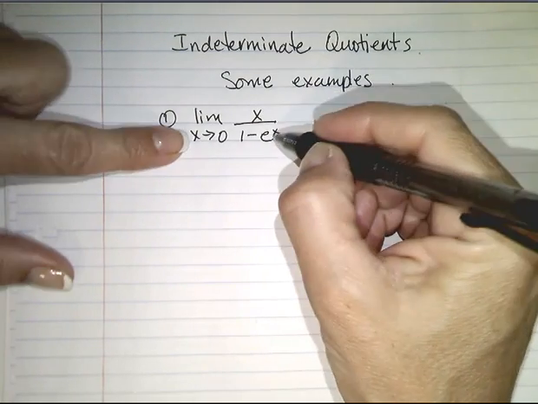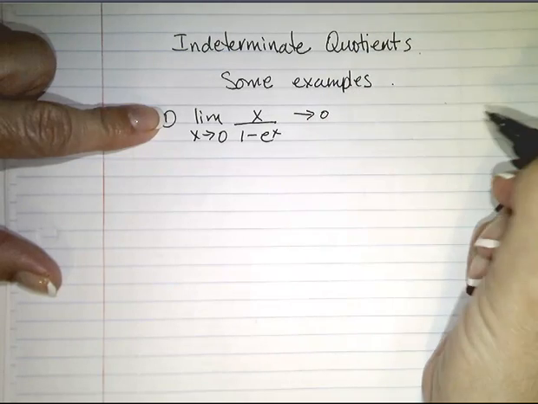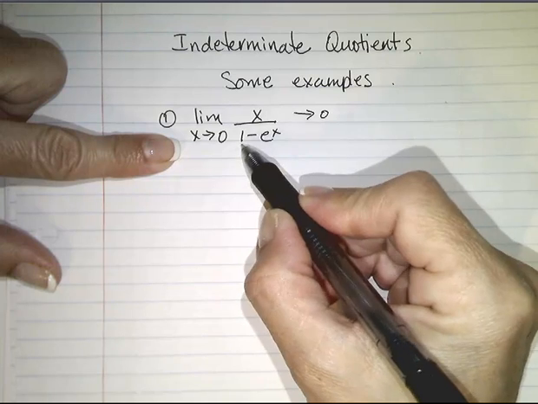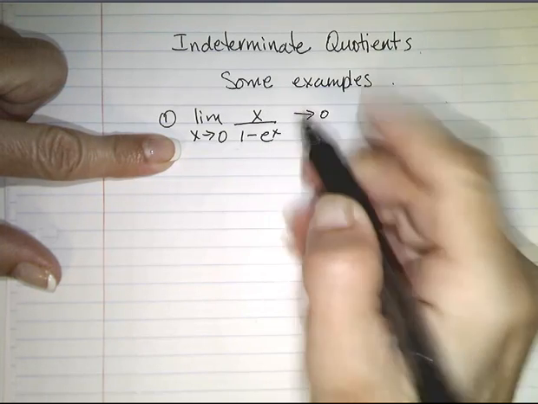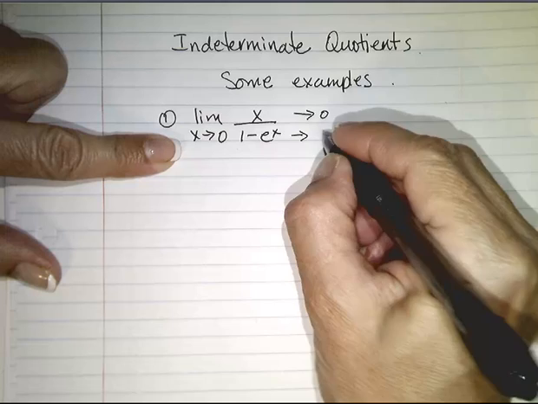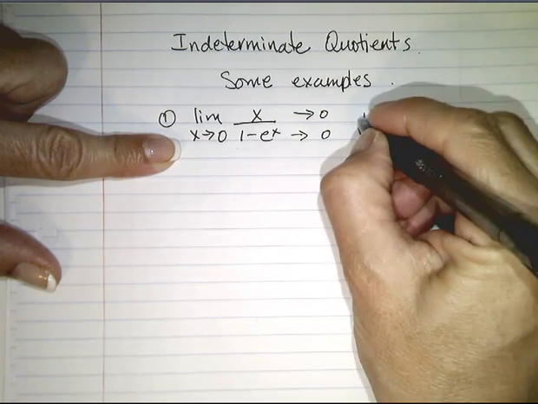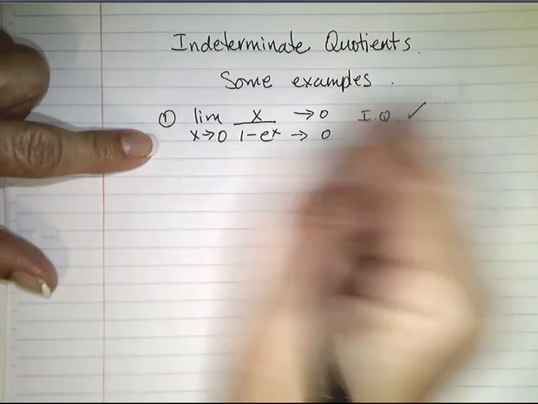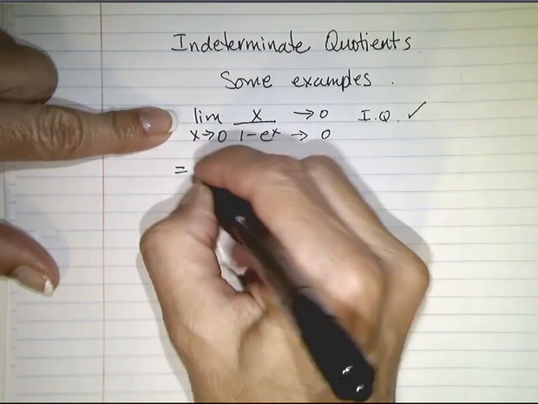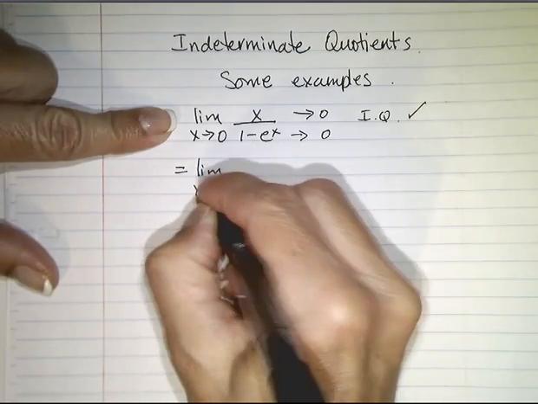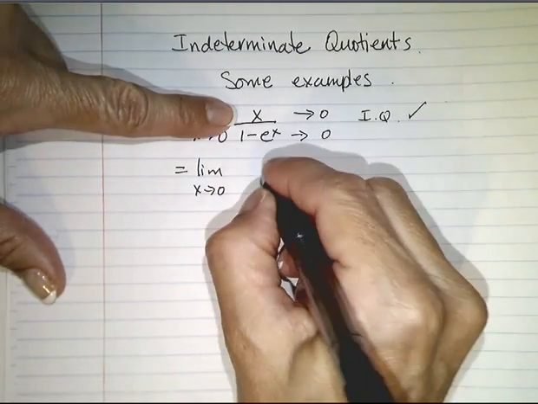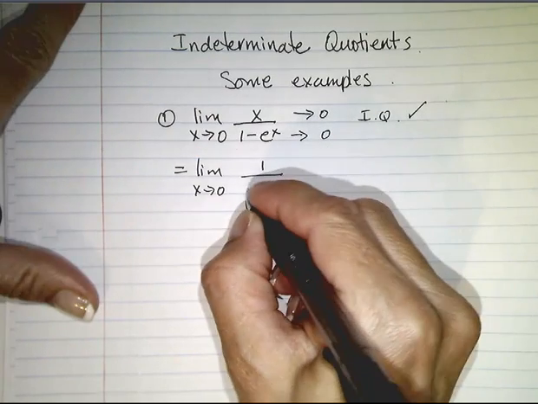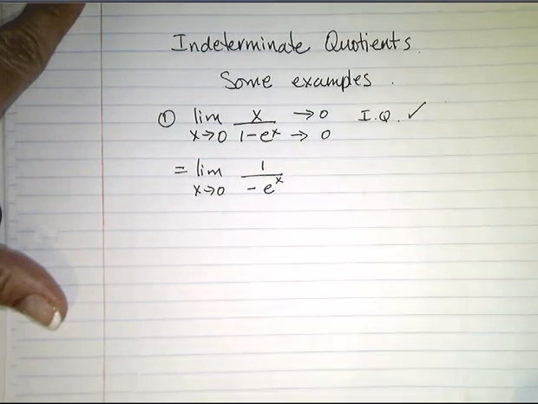So I see that as x goes to 0, the top goes to 0. As x goes to 0 on the bottom, we go to 1 minus e to the 0, which is 1, and so 1 minus 1 is 0. So this is an indeterminate quotient, which means L'Hopital's rule applies. And that means this limit is equal to the limit, as x goes to 0, of the derivative of the top, which is 1, over the derivative of the bottom, which is minus e to the x.